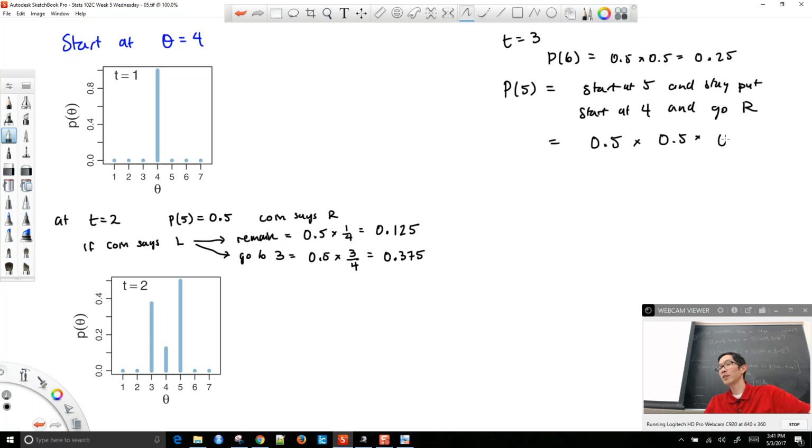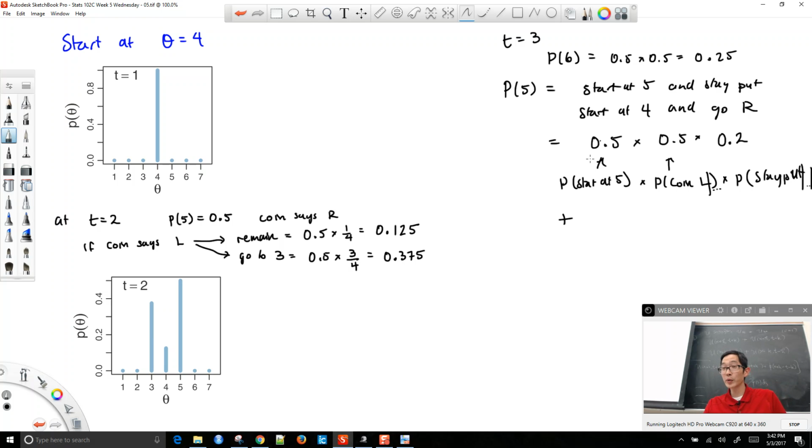Is that okay? So this is the probability of start at 5. This is the probability of coin says left, and this is the probability of stay put given coin says left. So actually all of these have givens, right? Given this and given that. So that's one of them.